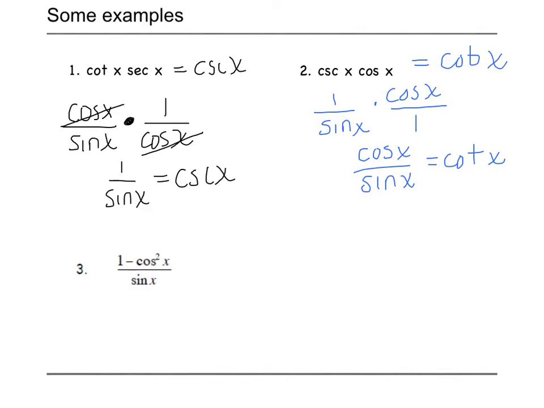All right. This last one here uses a Pythagorean identity. The Pythagorean identity is sine squared theta, or x.